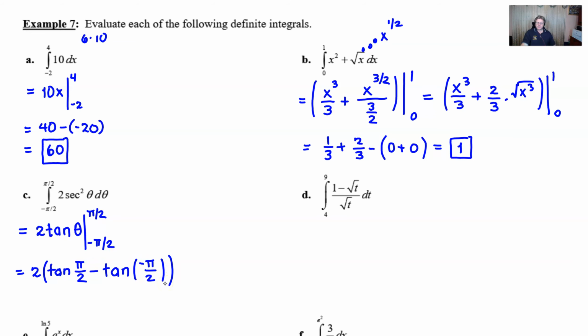And now we just have to know our trig ratios. What is the tangent of pi over 2? The tangent of basically what would be... and I just noticed something. I'm terribly sorry about this. This doesn't have actual answers because the tangent of pi over 2 is undefined. I should have seen that coming.